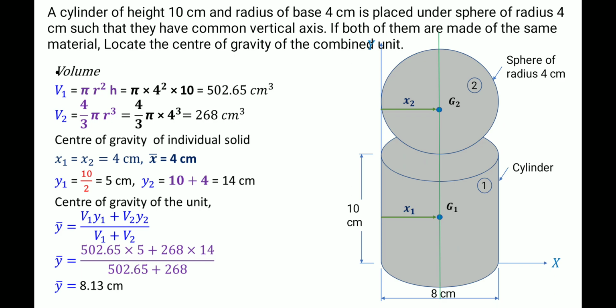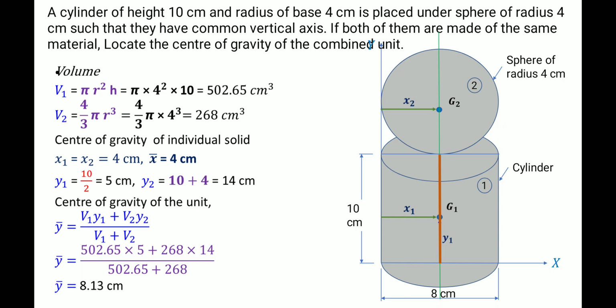Then we need to find y1 and y2, and then we can solve for y bar. For y1, what is the distance? It is this distance, isn't it? y1 means this distance. What is the value? The total is 10, so it will be the midpoint. 10 by 2, that is 5 centimeter.